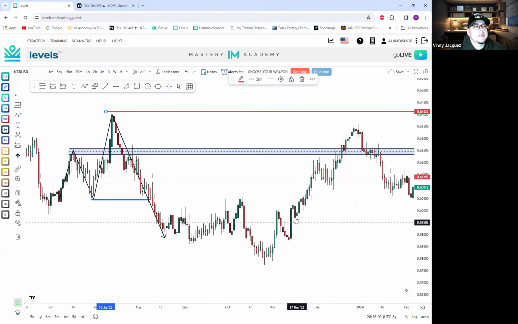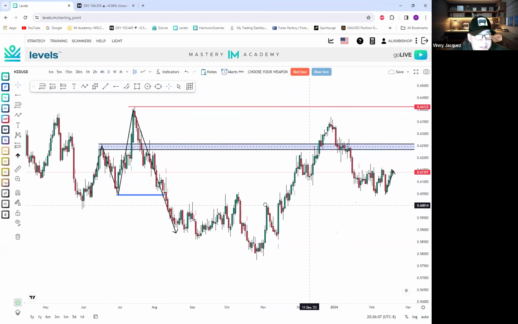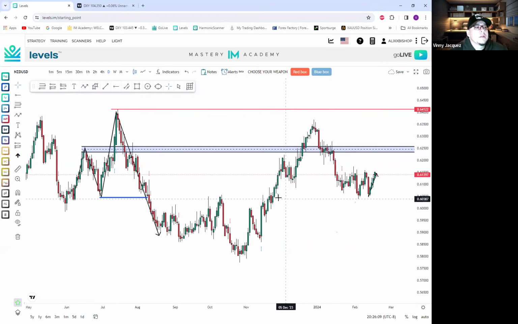Now, obviously, that's a huge setup, right? A super big setup. But that's okay. This is the macro. We can go ahead and drop down to the lower time frame. Let's drop down to the 4 hour.